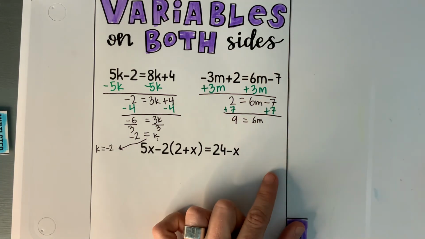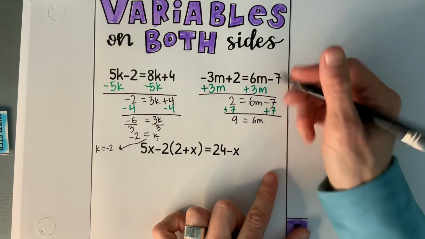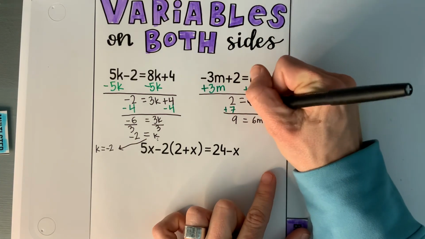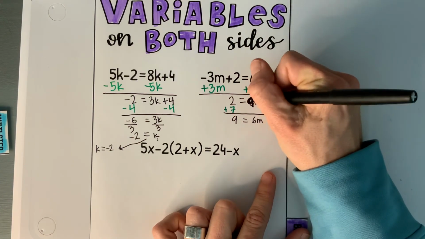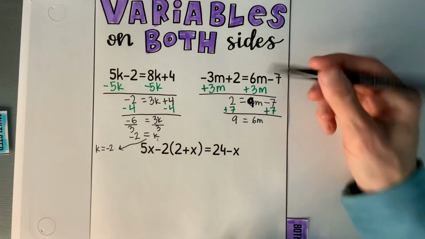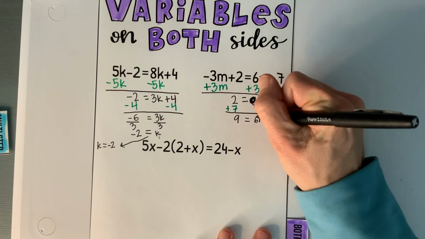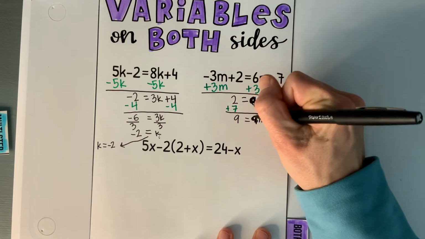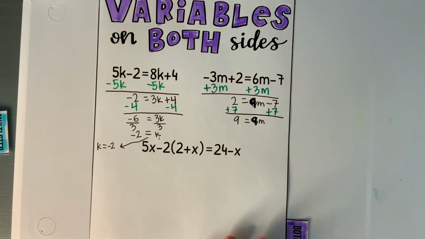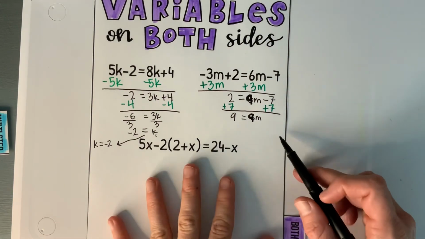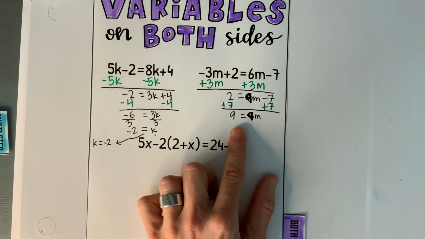Oh, goodness gracious. Let me go back. 6m plus 3m is not 6m, it is 9m. What am I doing? Okay, so 9m minus 7, which means this should be 9m there. Goodness gracious. All right, if we had been doing this live in class, you guys would have pointed that out to me. Okay, so we have 9 equals 9m.